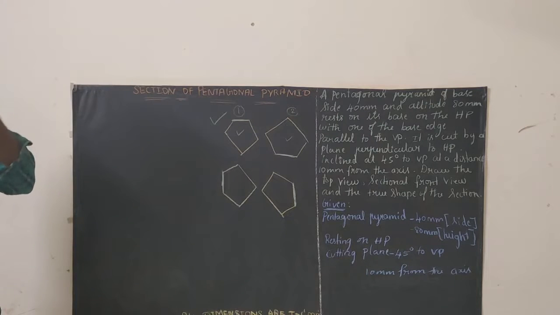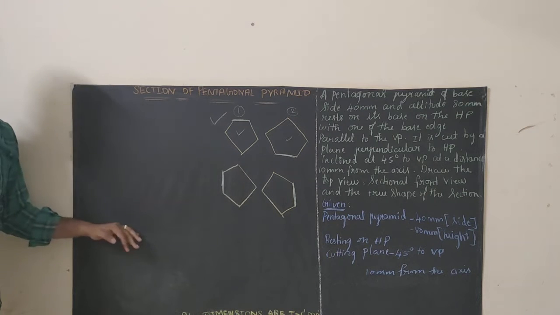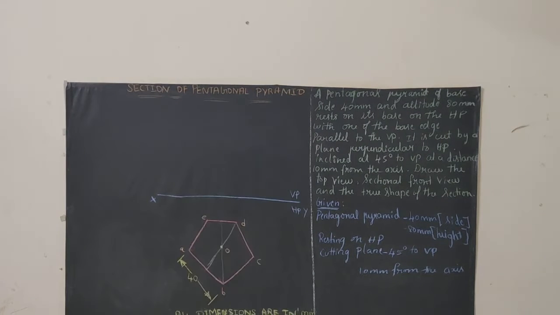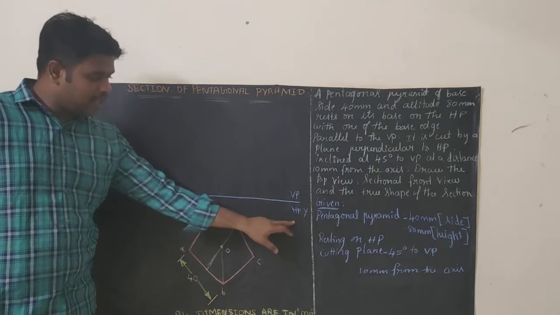So the base diagram will be the pentagon. We are going to draw the pentagon in HP. Since it is resting on HP, initially we will draw the top view and then the front view. The first step is you need to draw the reference line XY and write HP and VP.